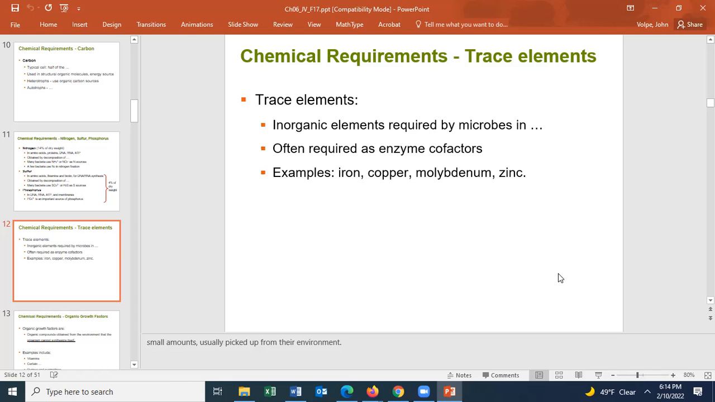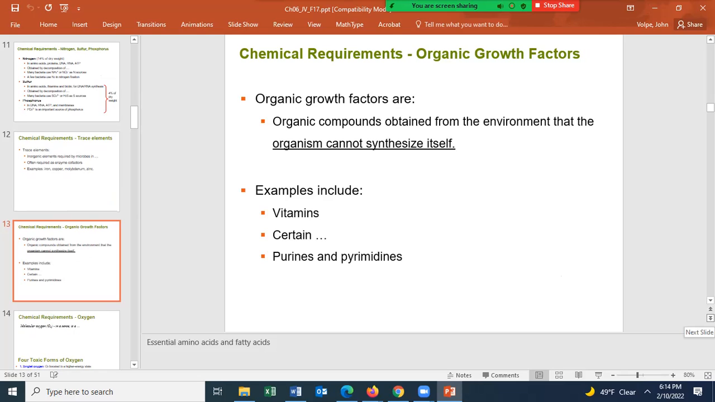Trace elements are often required as a coenzyme, as a cofactor for an enzyme. And examples are iron, copper, and zinc. Organic growth factors are biological molecules that the organism needs in order to survive. So the organism cannot synthesize an organic growth factor.